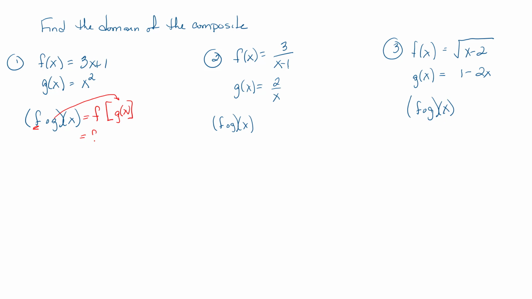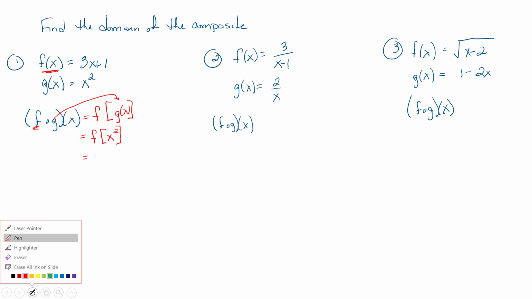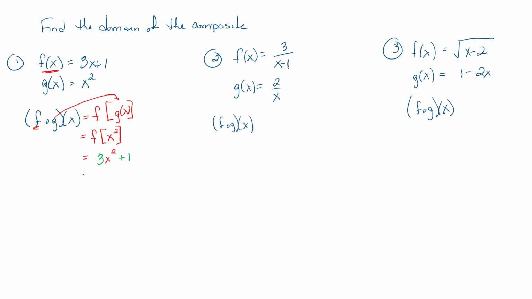And now I'm going to take F of G, which is x squared. And so remember, according to the function F, I'm going to do 3 times my x. Well, in this case, my new x is actually x squared. So I'm going to write 3 times x squared, and then I get to add the 1 to it. And when I simplify it, I simply get 3x squared plus 1. That is F composite G. And they want me to find the domain of this.